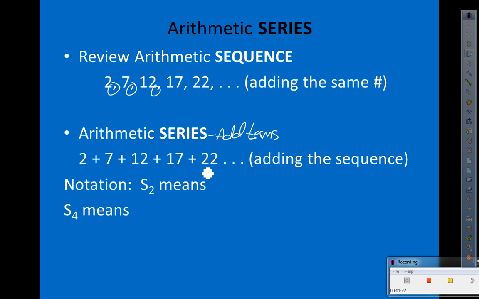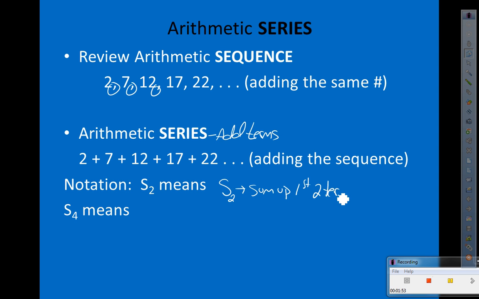One of your quiz questions coming up down the road is, what's the difference between a sequence and a series? And your answer needs to be, in a series, we add the terms. Okay, some notation that you'll see today. S sub 2 simply means this. I would like for you to go sum up the first 2 terms.